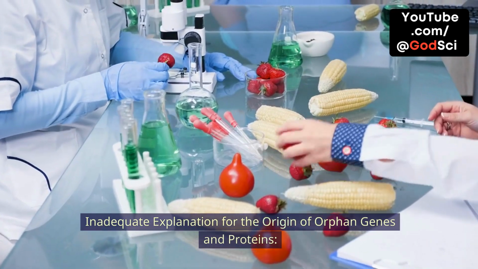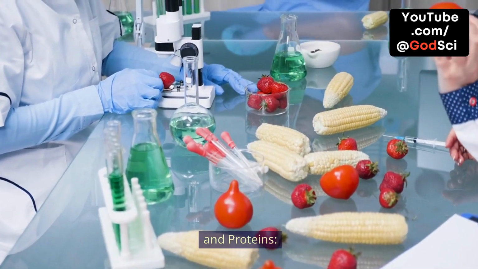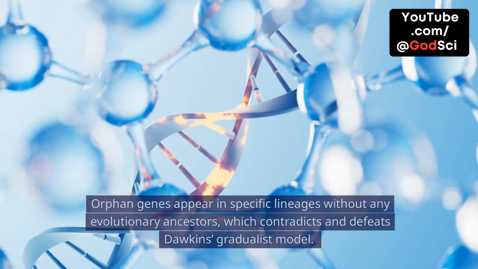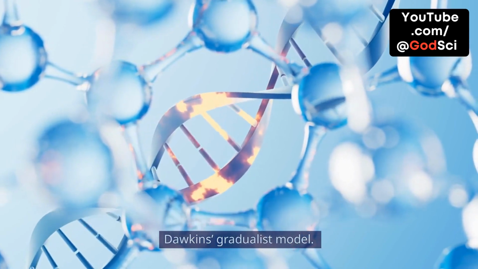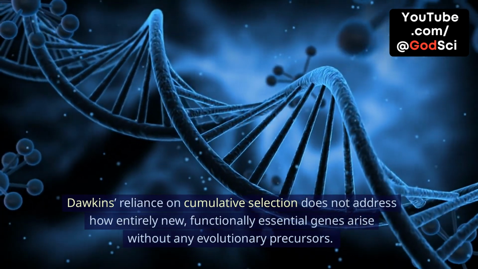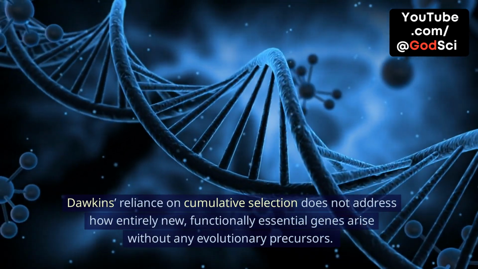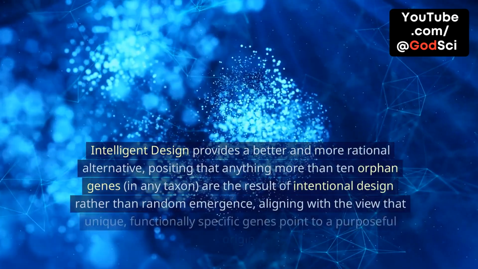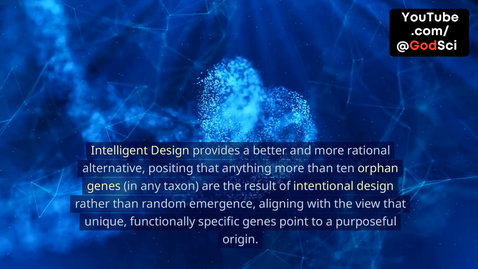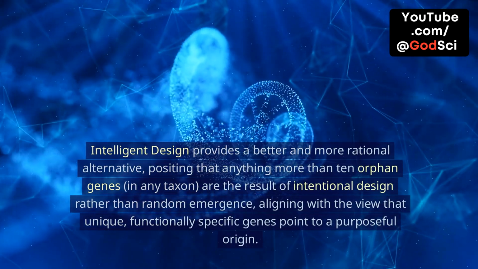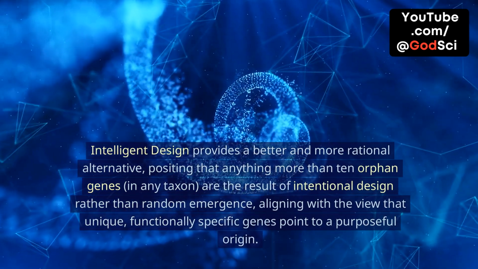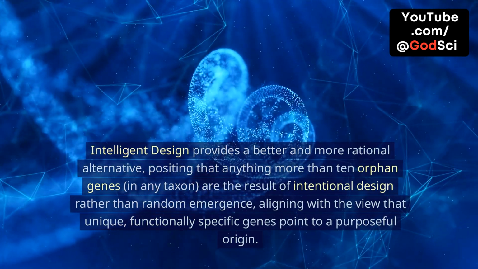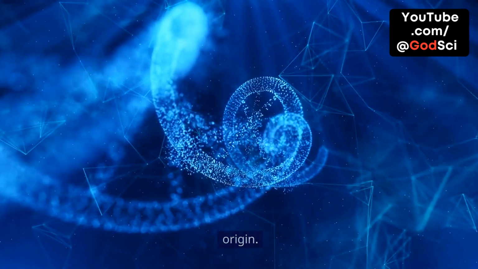Inadequate explanation for the origin of orphan genes and proteins. Orphan genes appear in specific lineages without any evolutionary ancestors, which contradicts and defeats Dawkins' gradualist model. Dawkins' reliance on cumulative selection does not address how entirely new, functionally essential genes arise without any evolutionary precursors. Intelligent design provides a better and more rational alternative, positing that anything more than 10 orphan genes in any taxon are the result of intentional design rather than random emergence, aligning with the view that unique, functionally specific genes point to a purposeful origin.